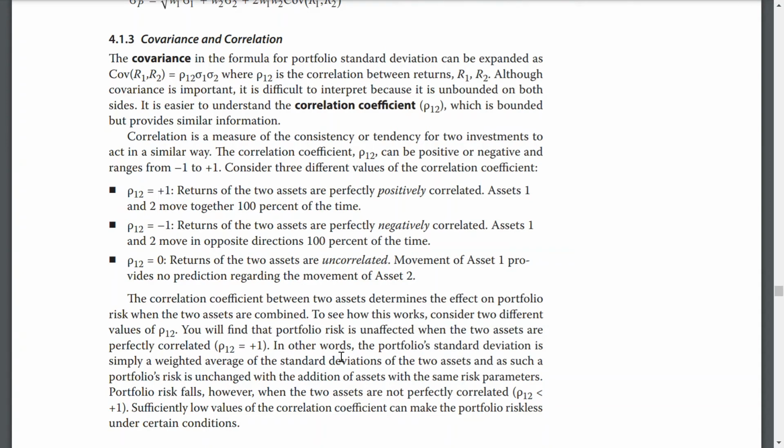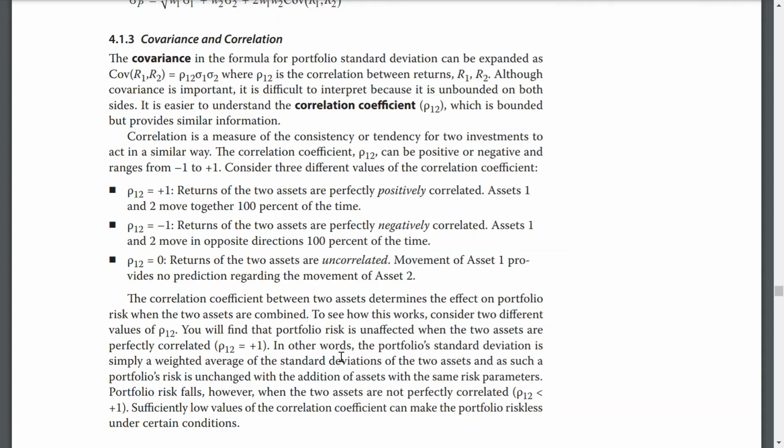Although covariance is important, it is difficult to interpret because it is unbounded on both sides. It is easier to understand the correlation coefficient, this ρ12, which is bounded and provides similar information. Correlation is a measure of the consistency or tendency for two investments to act in similar ways. The correlation coefficient, or ρ12, can be positive or negative, and ranges from -1 to +1.